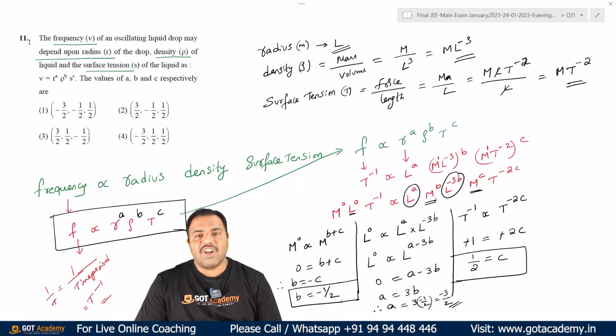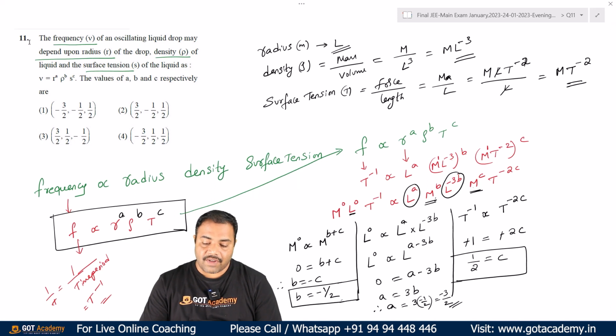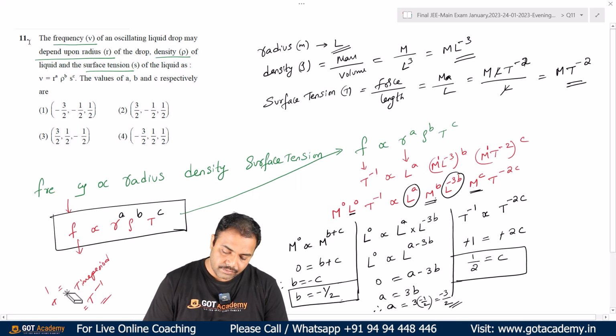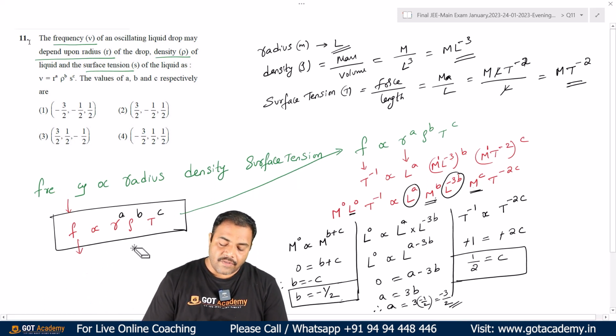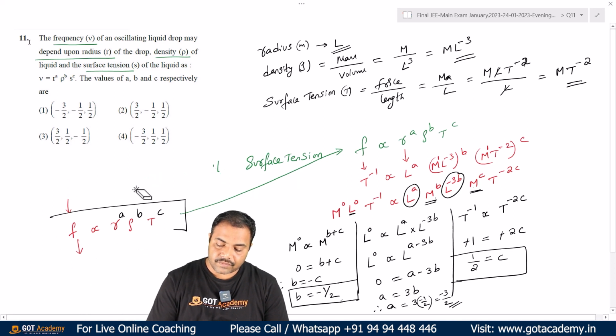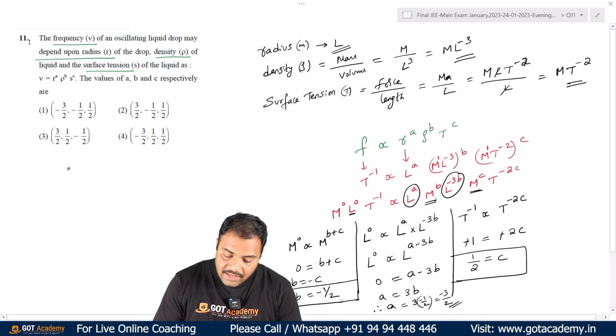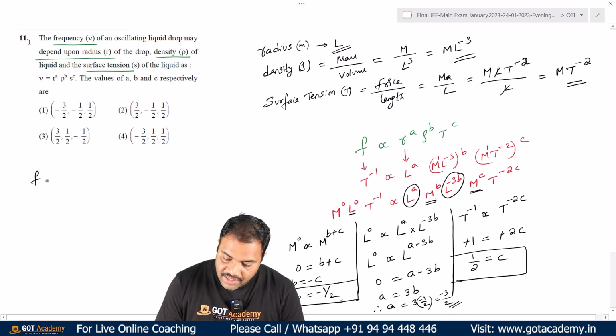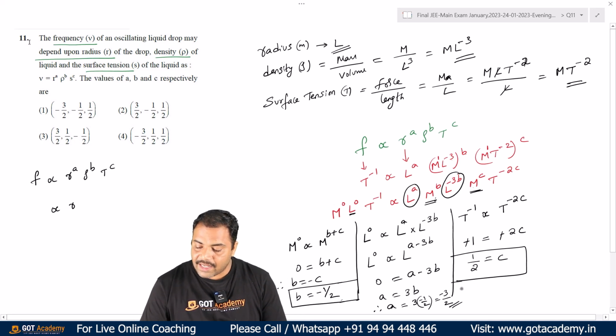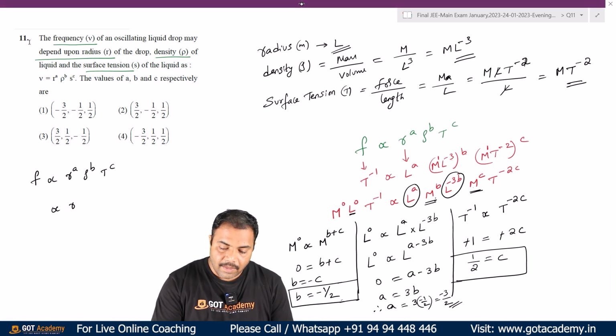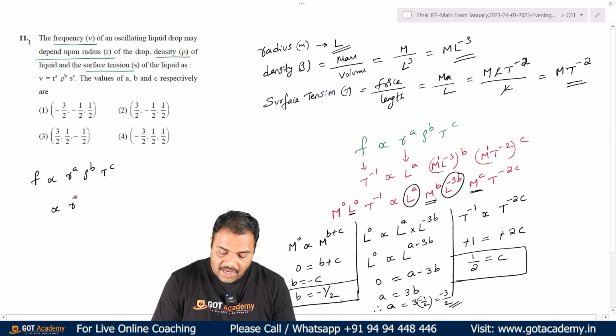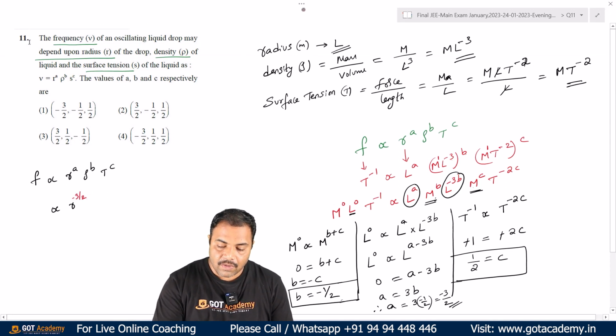Yes? So why don't you substitute there? Come back to the original one. So if I come back to this original one, here, that is, as I told you earlier, frequency depends on radius to the power of a, density to the power of b, and time to the power of c. So radius in the power of a, you are getting it as minus 3 by 2. So let me write here minus 3 by 2.